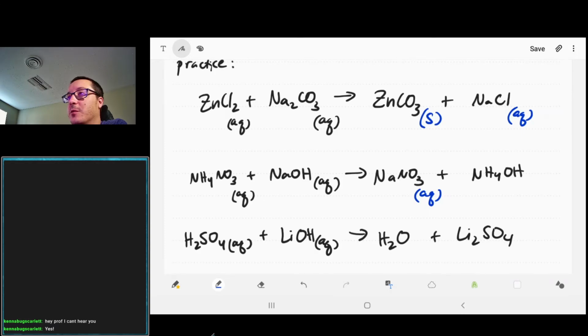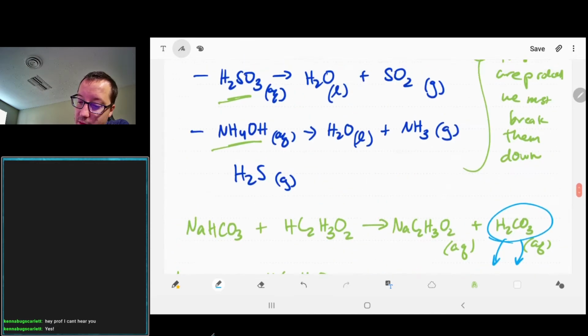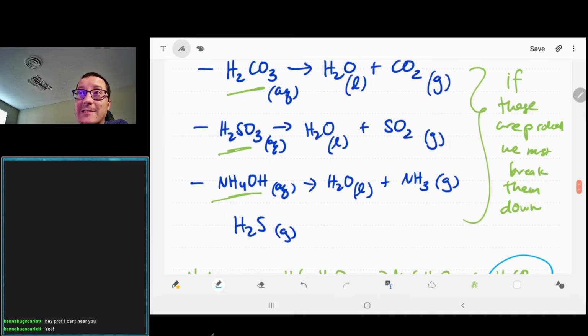This ammonium hydroxide business, well, you might think, okay, that should be soluble, but ammonium hydroxide is one of our special cases where we are not going to write it as ammonium hydroxide. We're going to write it as water plus ammonia. That's one of these three gas-forming products. So we have ammonium hydroxide there. That's one that breaks down. So again, you'll just need to, unfortunately, commit these three to memory.